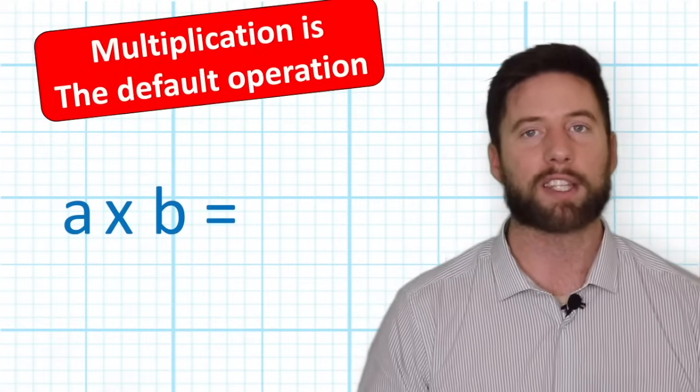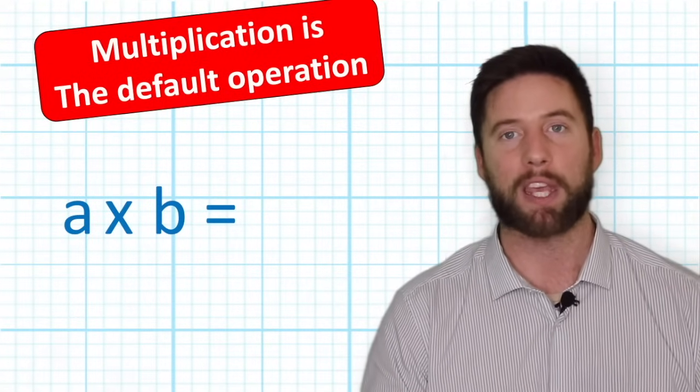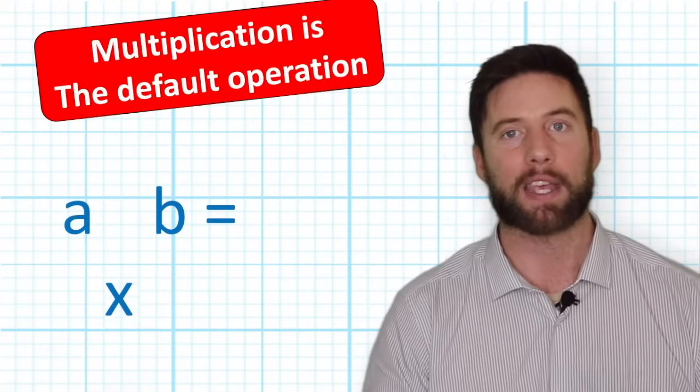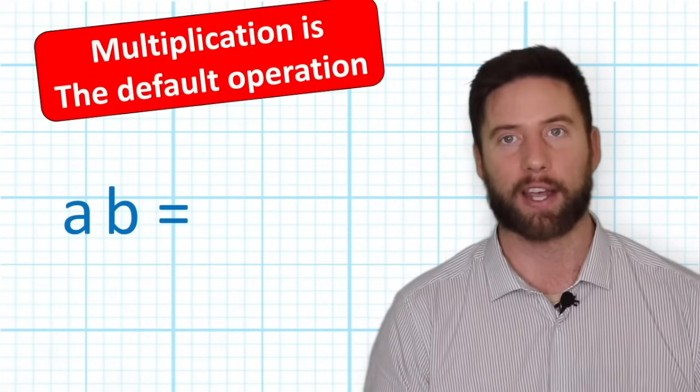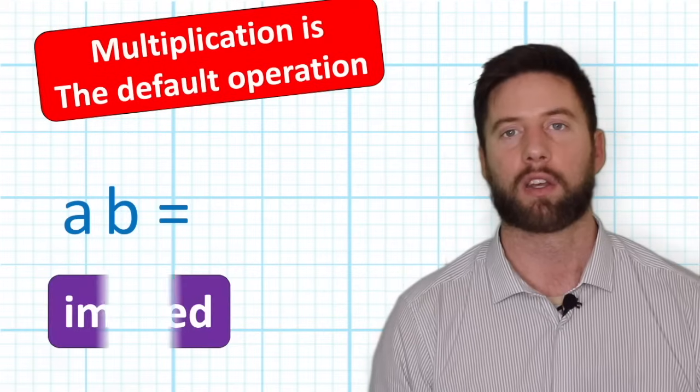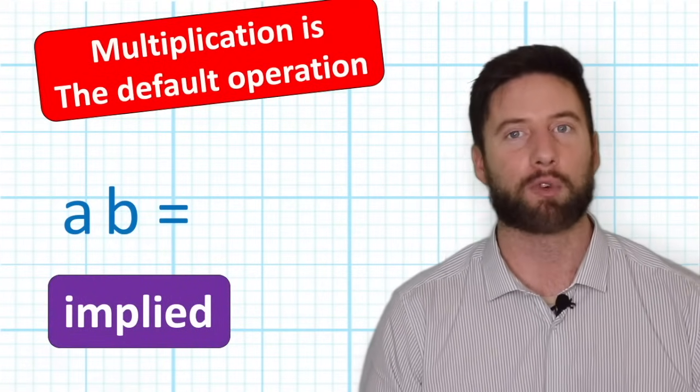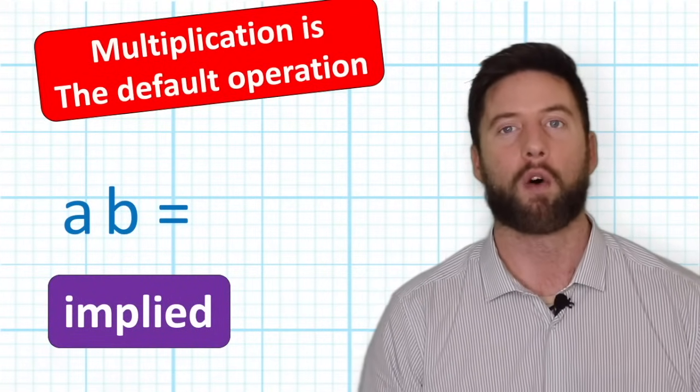So for example, instead of writing a times b, we can just write ab. And we know that multiplication is implied. Another key word for us. Of course, in this example, we can't actually multiply a and b until we know what values they are.